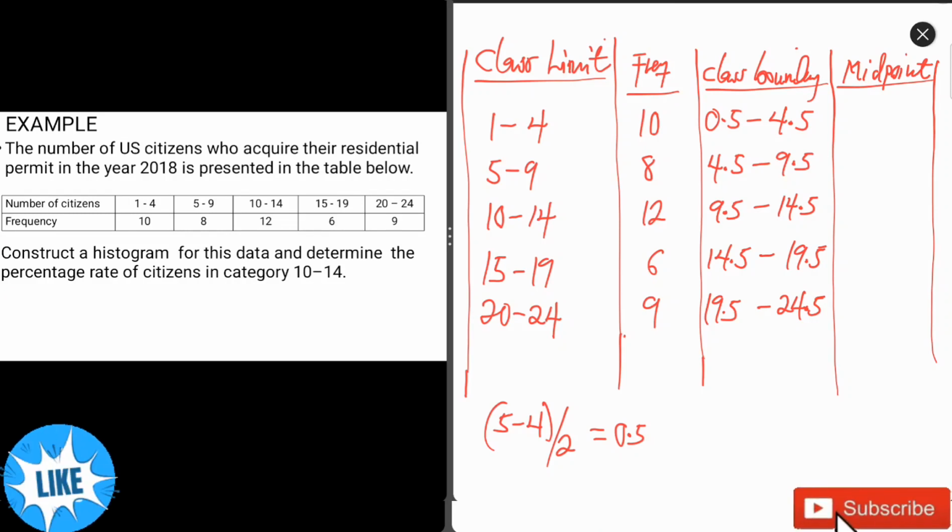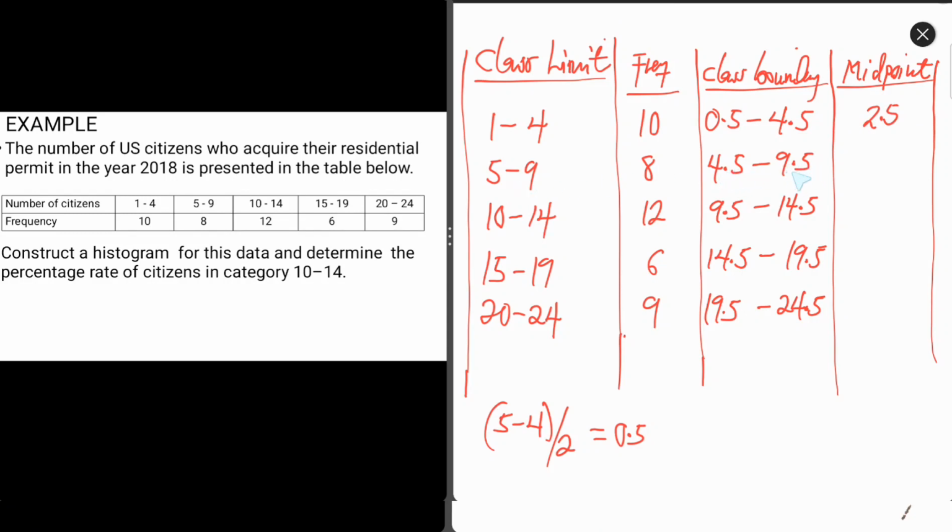So 5 divided by 2 is going to be 2.5. Likewise, 4.5 plus 9.5 here are going to fetch me 14. So 14 divided by 2 should fetch me 7. I hope you are following now. And then 9.5 and 14.5 follow suit. So here, same thing, like adding the class midpoint divided by 2.